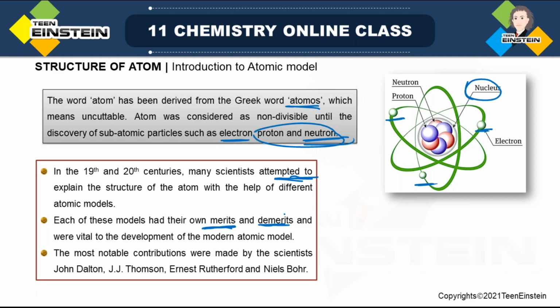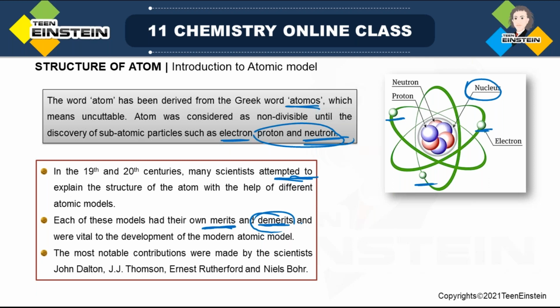Obviously everything will have some demerits, because when the next model is developed, there will be some development, some improvement. That means obviously in the old concept there are some demerits, or you can say some limitations. That is why the modern concept is required. So each model has its own merits and demerits, and both of these are vital for the development of the modern atomic model, because if we know the demerits properly, only then can we remove these limitations and reach the developed model.